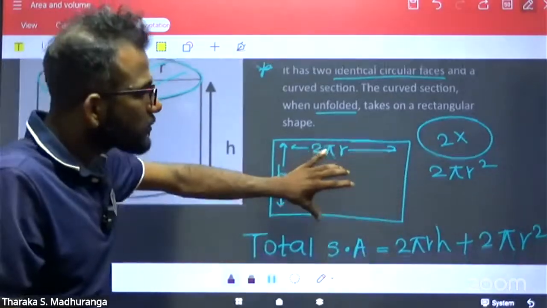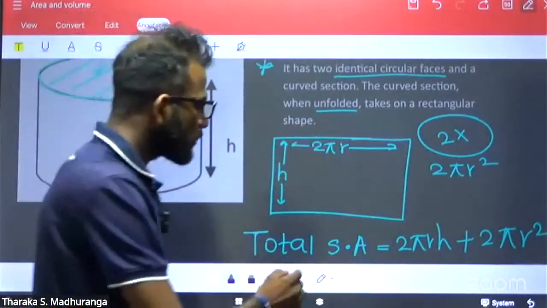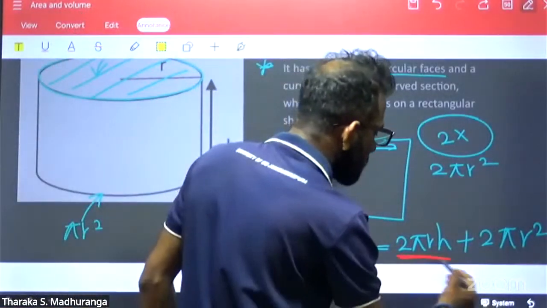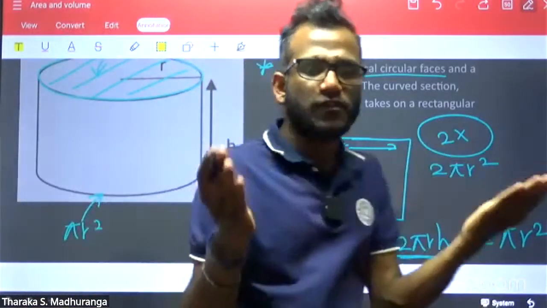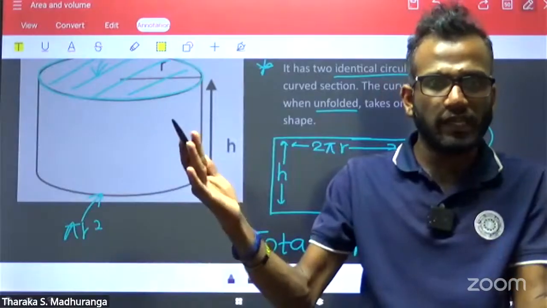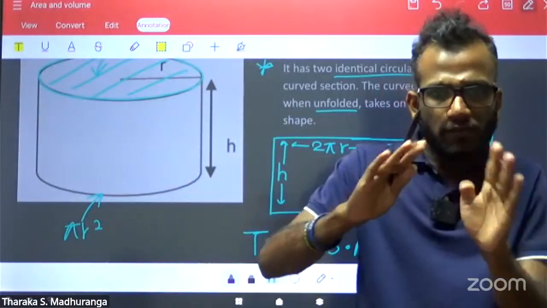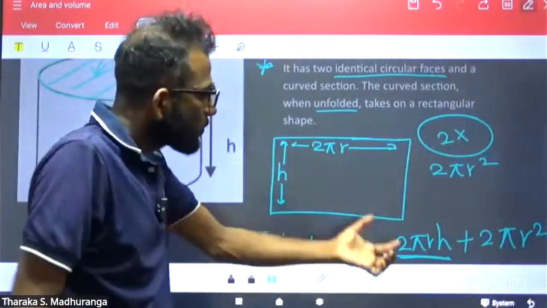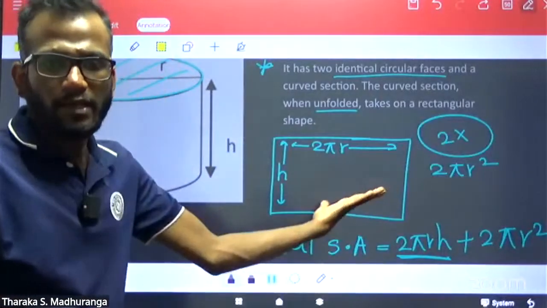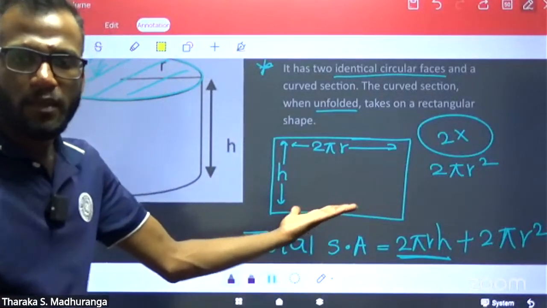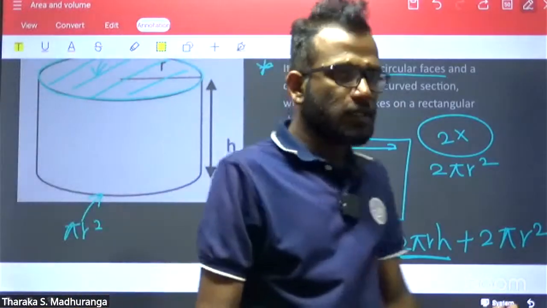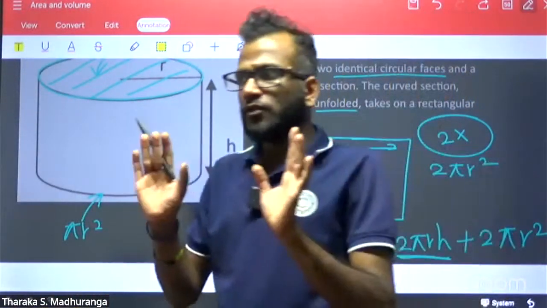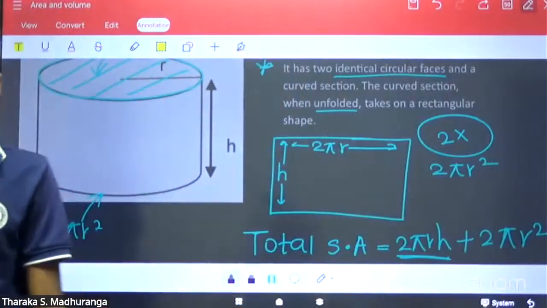2πrh is the curved surface area that you need to remember very well. This is very important for a lot of our calculations. 2πrh is the curved surface area, the equation we got by unfolding the rectangle. Understood? The total surface area of a cylinder: now you have to remember 2πrh plus 2πr squared.